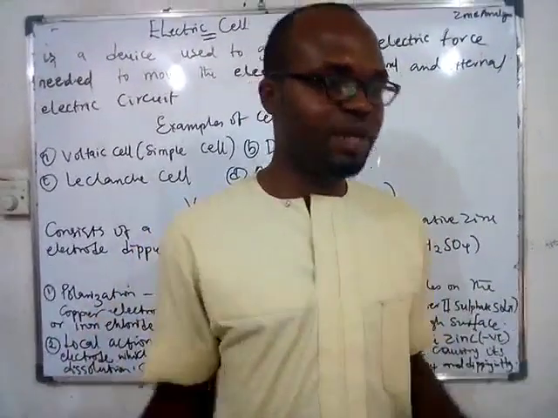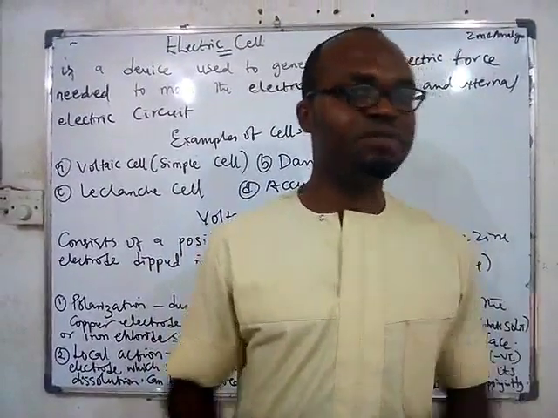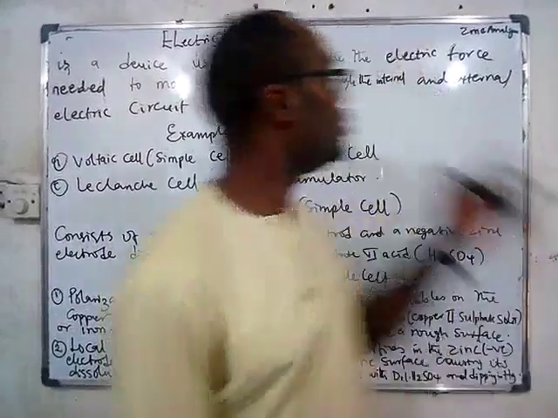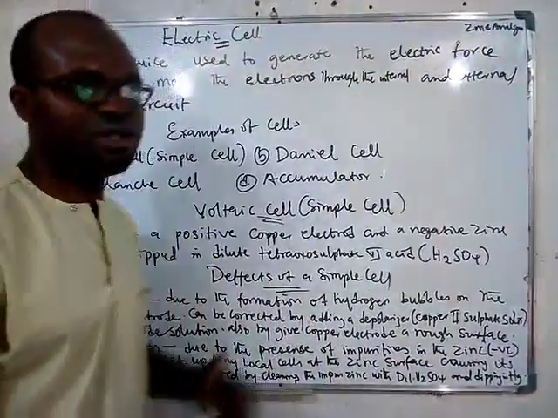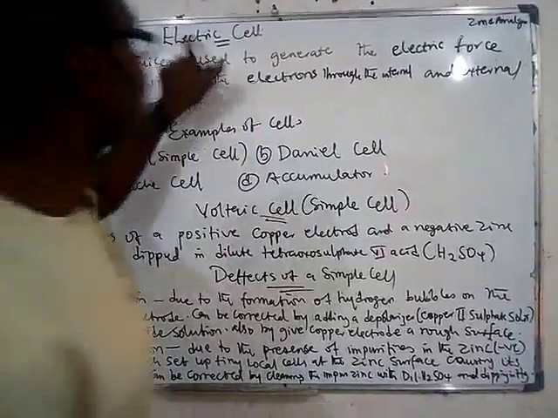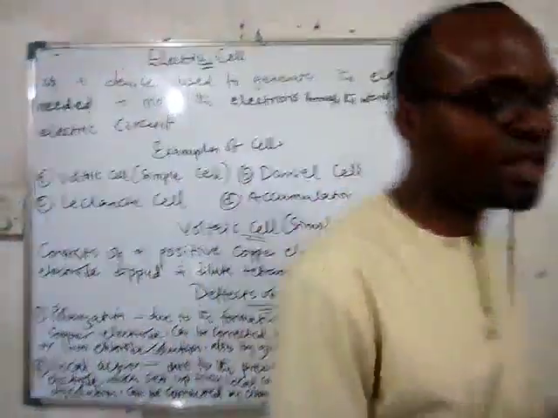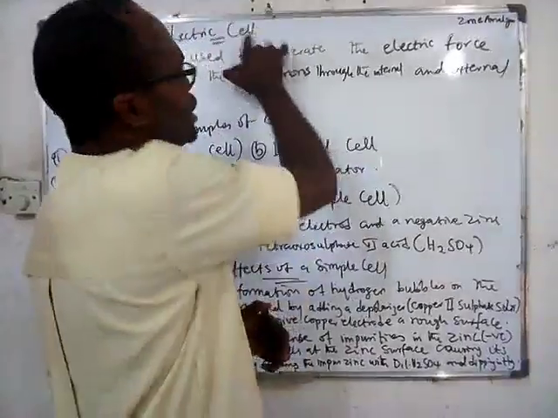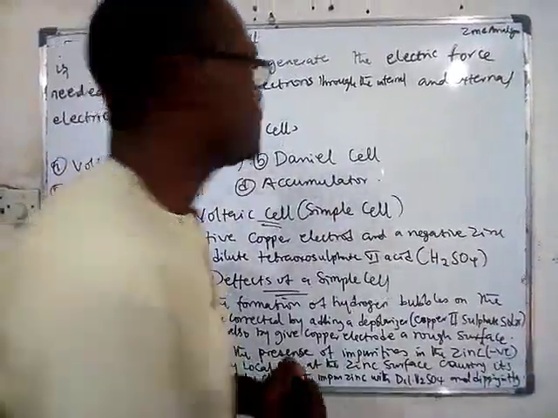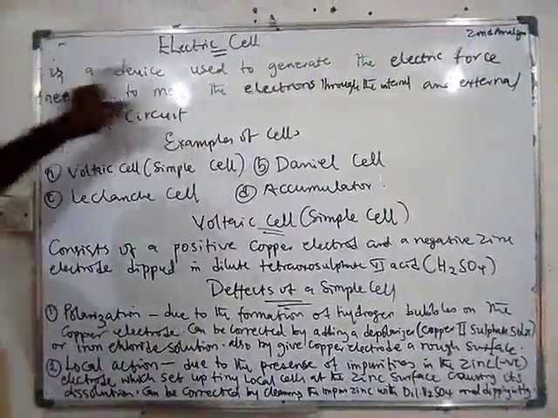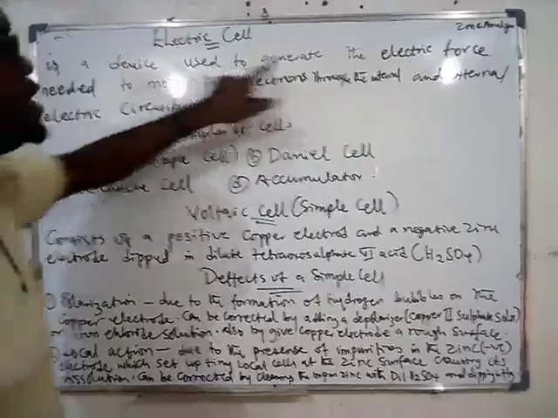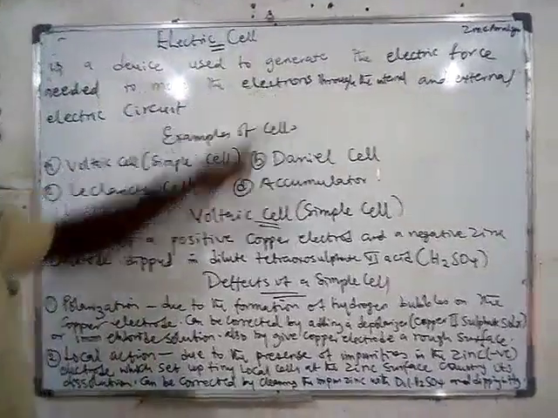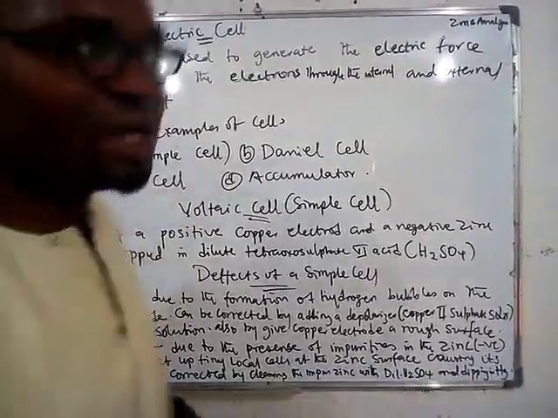So, how do you make a battery? Battery is simply the connection or the combination of two or more cells. You understand? So whenever we are talking about electric battery, electric cells, know that we are talking about batteries. Because when you have more than one cell, you have a battery. Is that clear? So electric cell is a device used to generate electric force needed to move the electrons through internal or external circuits.